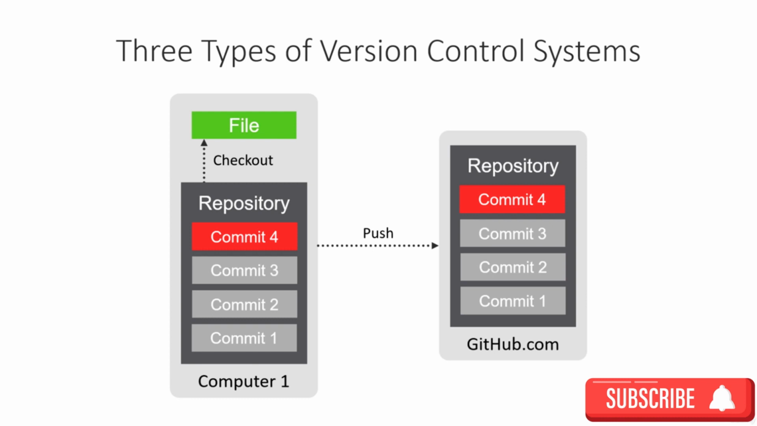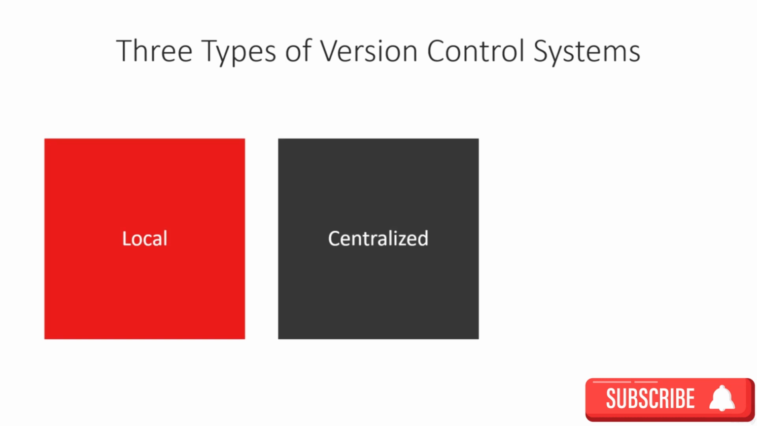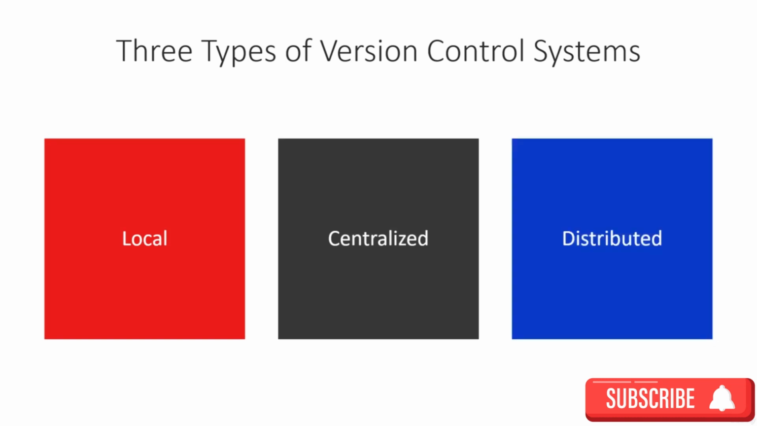Alright, now you learned about the three types of version control systems: local, centralized, and distributed. In the next clip, let's ensure that you understand the origin of Git.